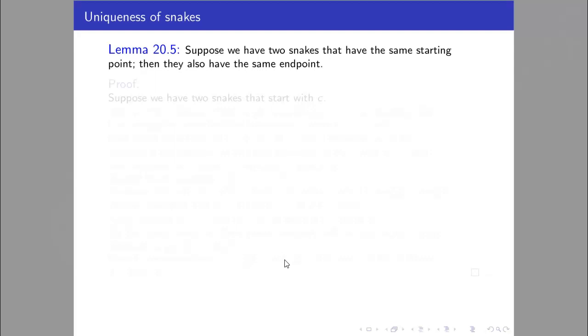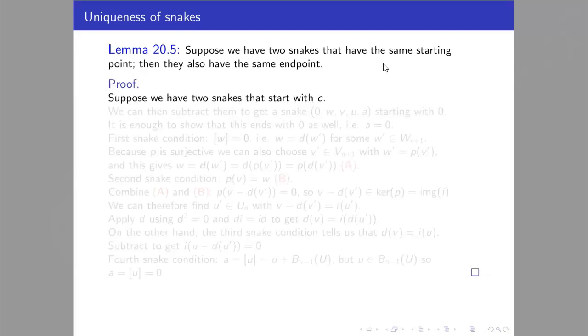But we also want not just an existence statement for snakes, but some kind of uniqueness statement. And the relevant uniqueness statement is this lemma here. We've got two snakes that have the same starting point, the same c at the beginning, then they also have the same end point. So suppose we've got two snakes like that, they both start with c, then we can subtract them, and we still get a snake. Okay.